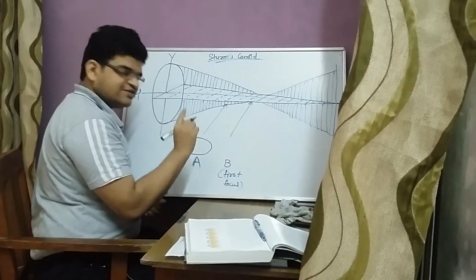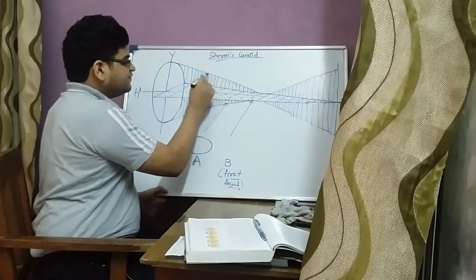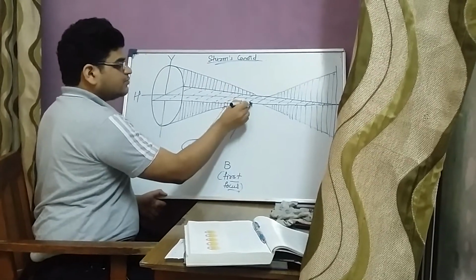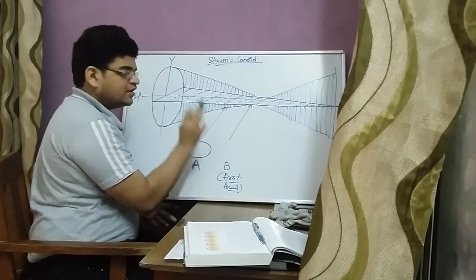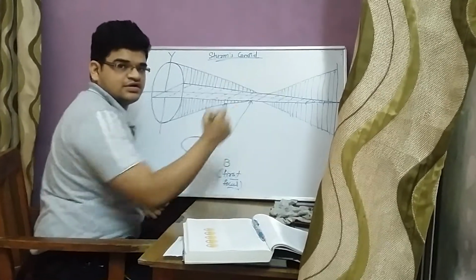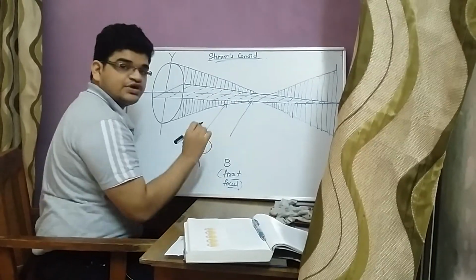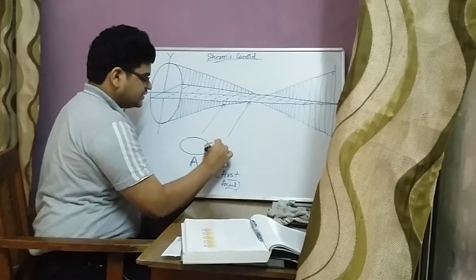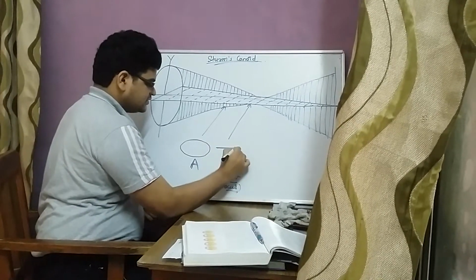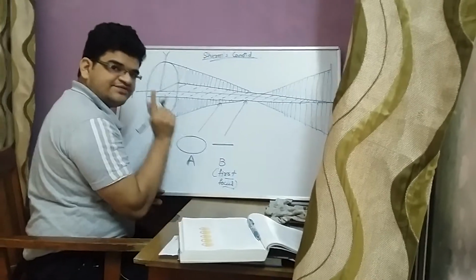Point B is called the first focus because the vertical rays have come to a focus, whereas the horizontal rays are still converging. So a horizontal line is obtained. That means like this, just a horizontal line at point B, which is the first focus.